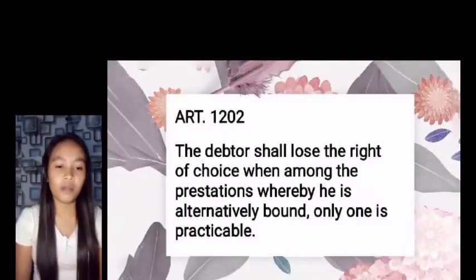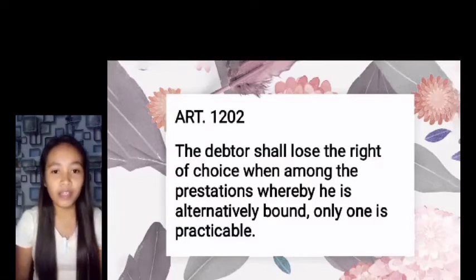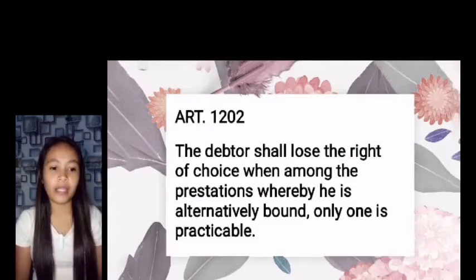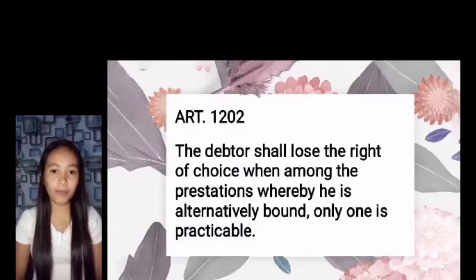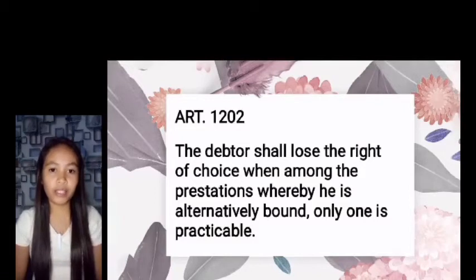So Article 1202. The debtor shall lose the right of choice when among the prestations whereby he is alternatively bound, only one is practicable. So, when the debtor loses his right of choice, the obligation becomes simple. When all of the prestations except one have become impossible or unlawful, the debtor loses his right of choice. This is because the obligation loses its alternative character. It becomes a simple obligation.